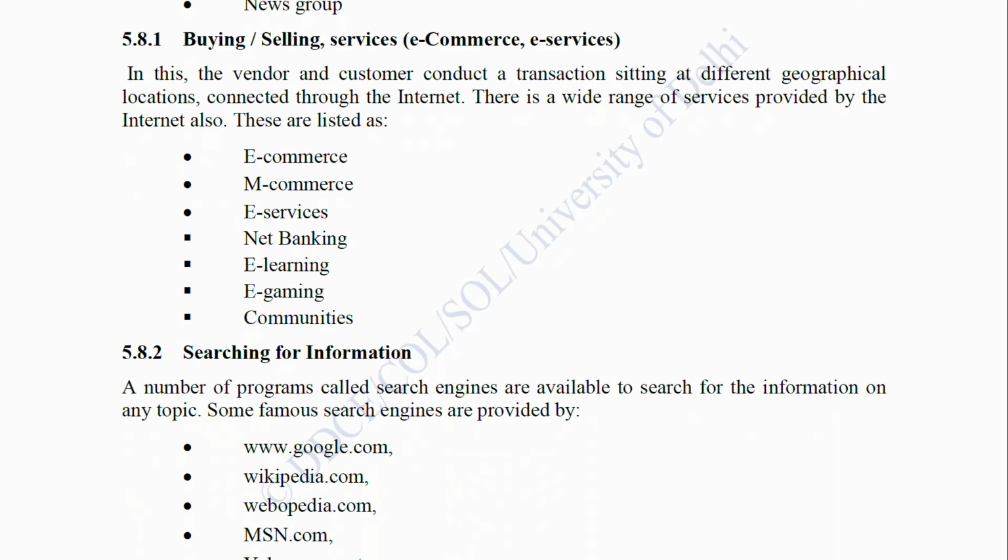5.8.2 Buying/selling services like e-commerce, e-services. In this, the vendor and the customer conduct transactions sitting at different geographical locations connected through the internet. There is a wide range of services provided by the internet also. These are listed as point 1 e-commerce, next m-commerce, next e-services, next net banking, next e-learning, next e-gaming, and the last is communities.